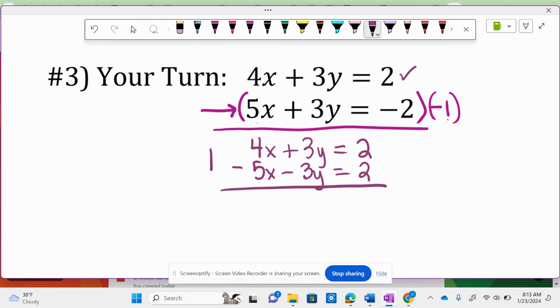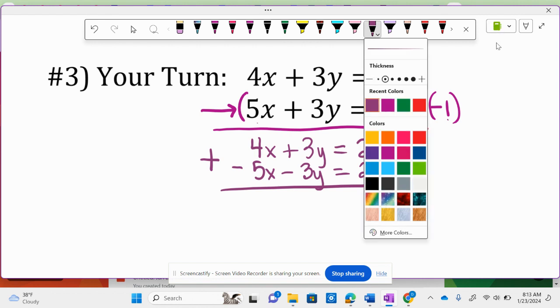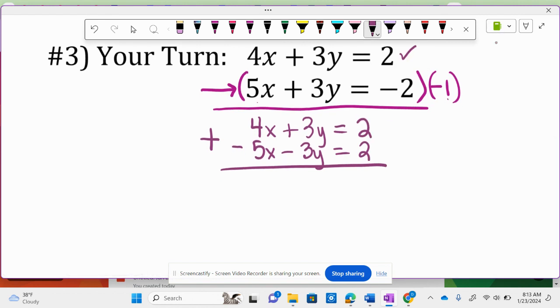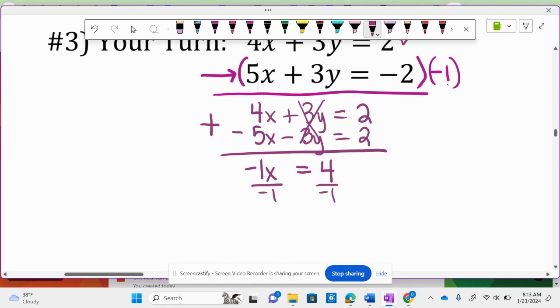And now when I add these two equations together, 4x minus 5x gives me negative 1x. A positive 3y and a negative 3y cancel, eliminated, equals 2 plus 2 is 4. I have to get rid of that negative sign out in front of my x. Divide both sides by negative 1. So x equals negative 4.